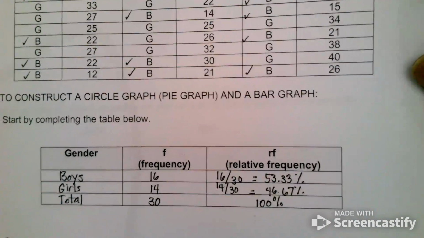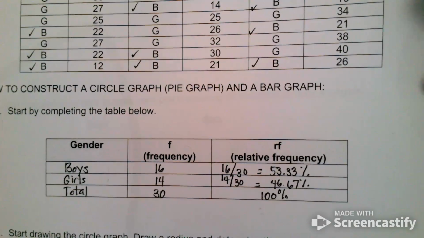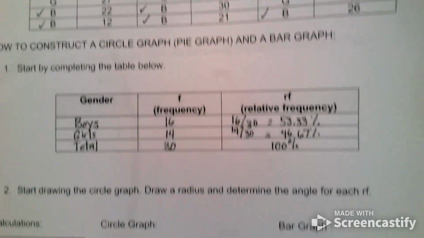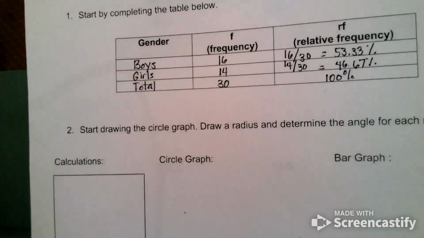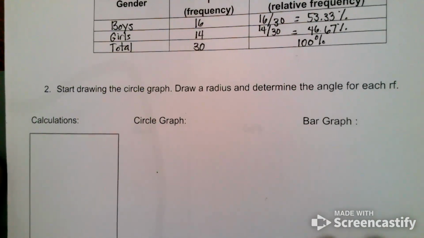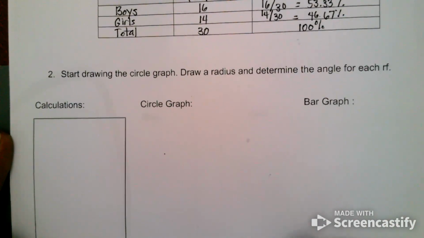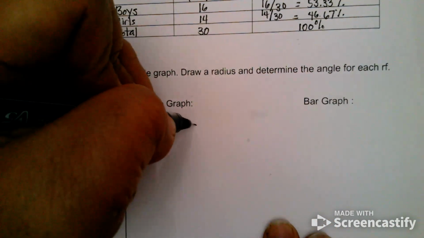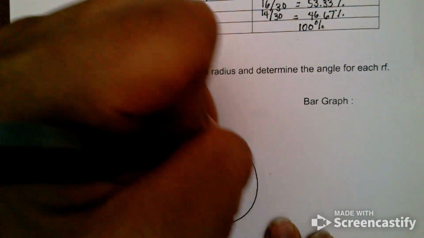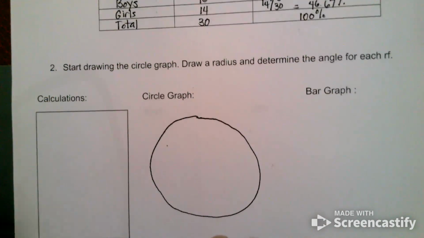So you need this table ready because you're going to be making calculations for the circle graph. So let's put this one up here. Now the first thing that we need to do is draw a circle. So again, we need to draw a circle. There you go, a circle. My circle's kind of not good, but it's kind of like a circle though.